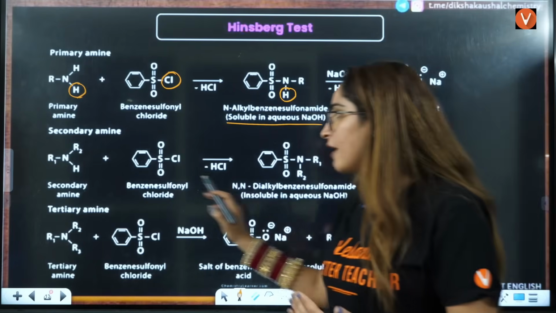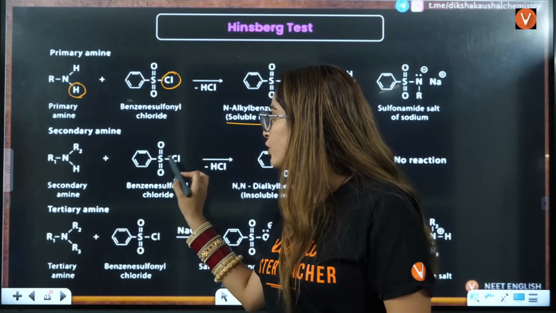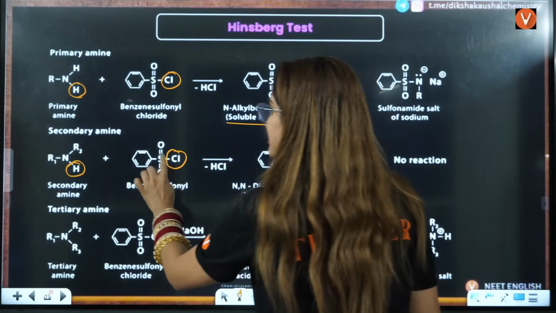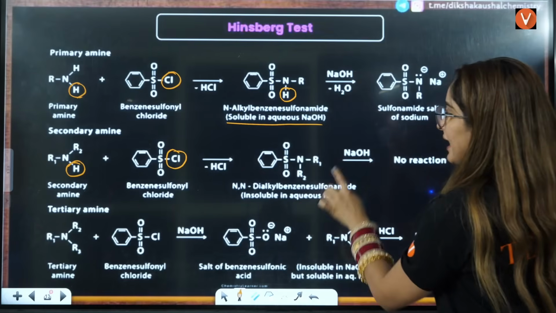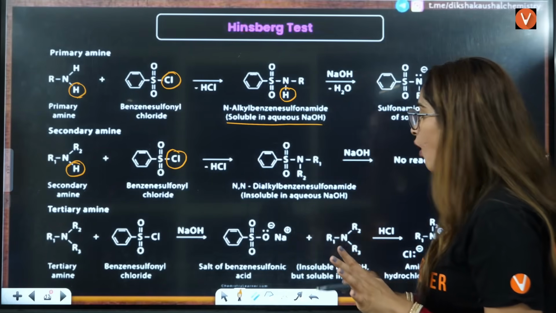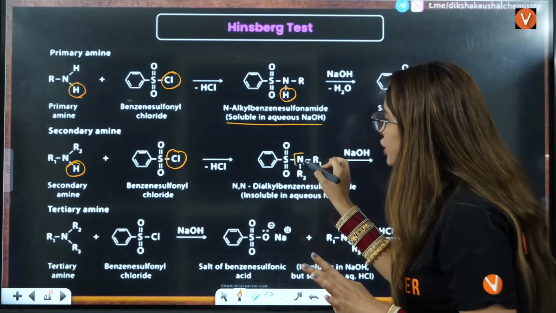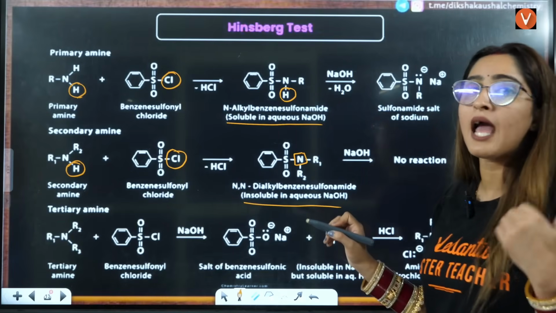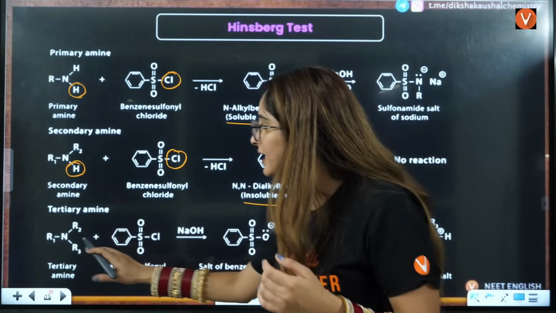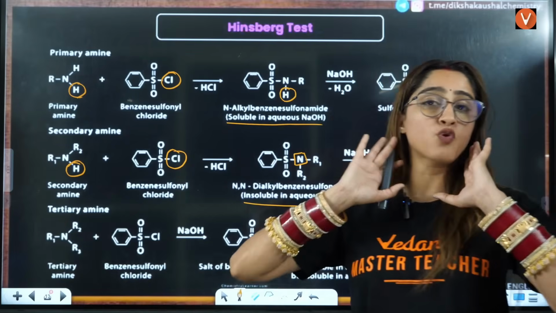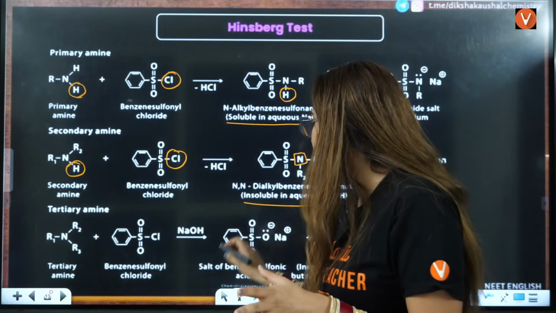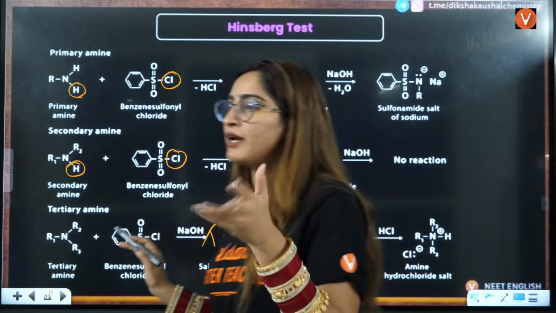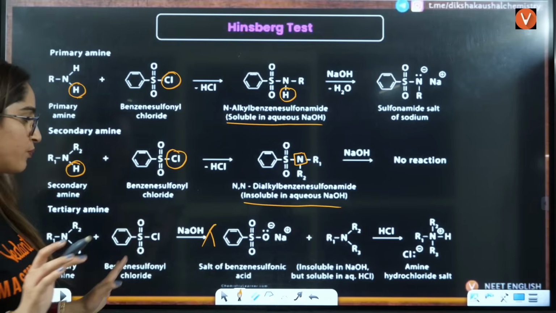right? But when you have 2°, again what will happen? This Cl and this hydrogen will be eliminated. You will have this S linked to this nitrogen here, and hence this will be the final product that is formed here. But here, to this nitrogen, you don't have any hydrogen attached. That is why it is insoluble in the aqueous NaOH. But 3°, because there is no hydrogen attached to nitrogen, it will have no reaction here. Hence, it will be no reaction. So, different reaction only it is going to give you, right?